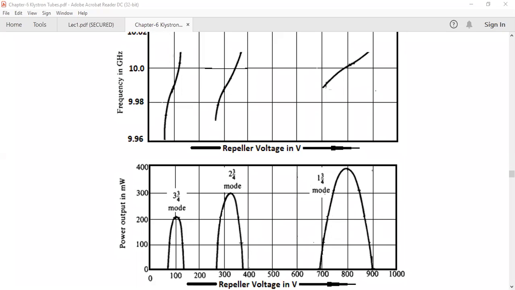What is the mode of operation of the reflex klystron? The minimum is 1 3/4 cycle, that is called the 1 3/4 mode. That is the minimum mode for the reflex klystron. This mode depends upon the repeller voltage. Only at a specific repeller voltage do we get the output power, that is called mode 1. Suppose mode 1 is for one frequency range, and then mode 2, mode 3, like that. That depends upon the repeller voltage. From that we can see the maximum power and the half power points. Based on that we calculate the tuning range in a particular mode.